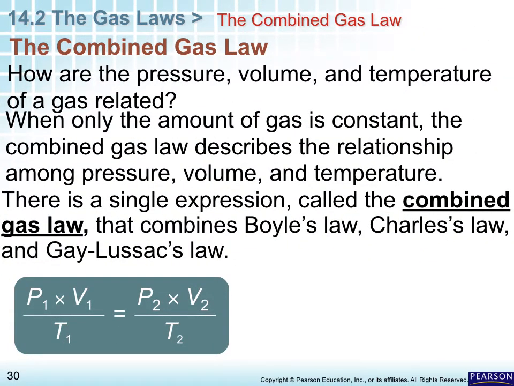The combined gas law was taken from Boyle's law, Charles' law, and Gay-Lussac's law, and put them all together because they are all related. Pressure and temperature are directly related, volume and temperature are directly related, and pressure and volume are inversely related. So if you take the three together and the only thing that you keep constant is the amount of gas, you get the combined gas law.